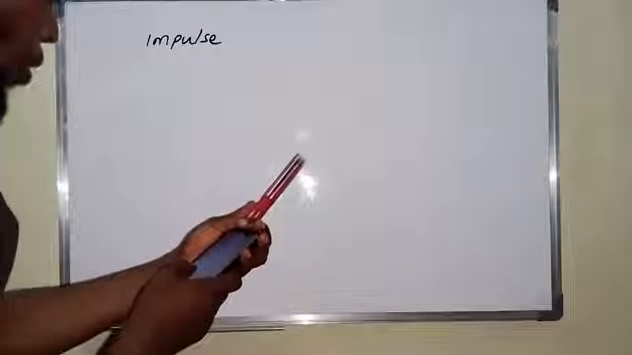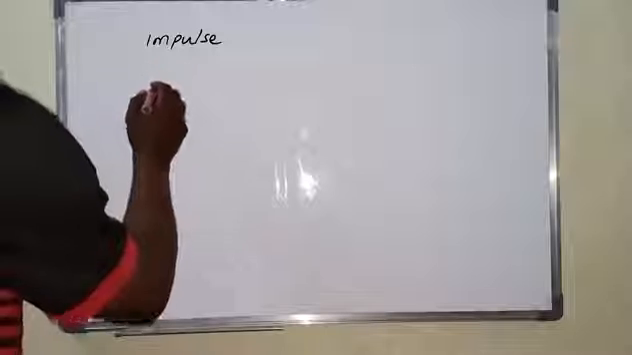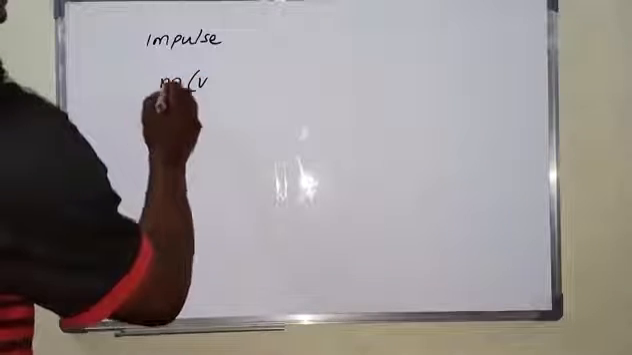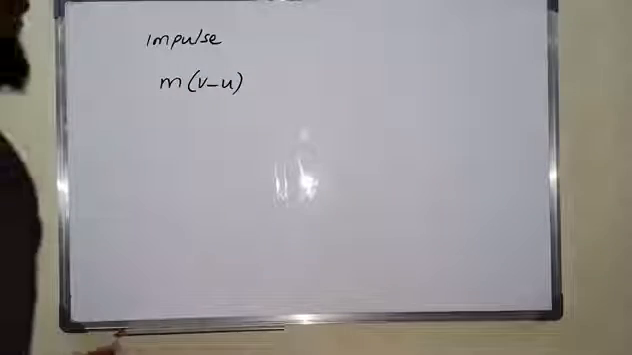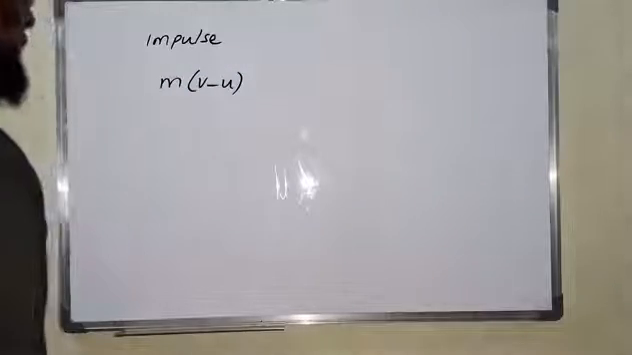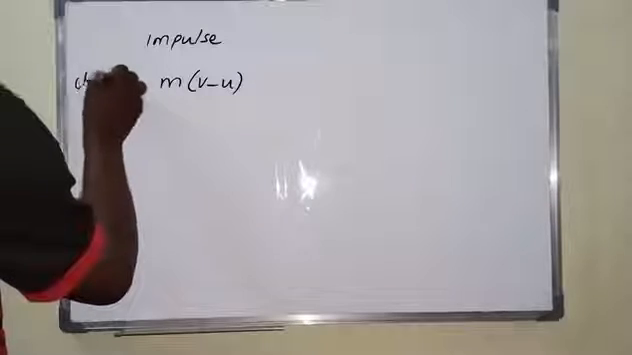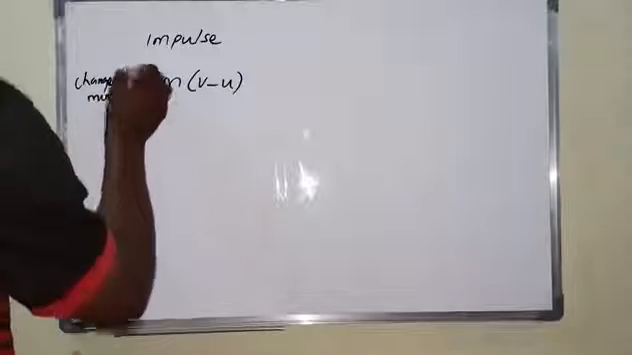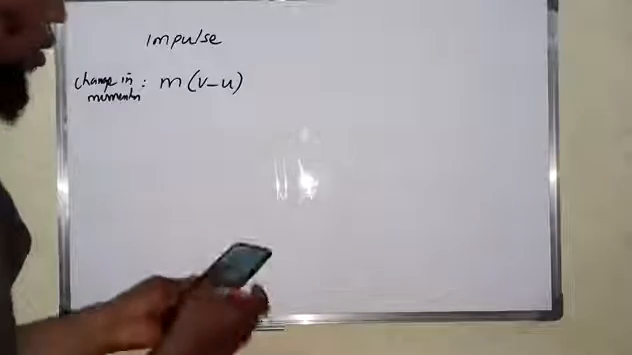So going by option A, change in momentum of a body. Change in momentum of a body is usually given by m(v minus u), where v is the final velocity and u is the initial velocity. So this is change in momentum. So can we say impulse is the same thing as change in momentum? That is option A.